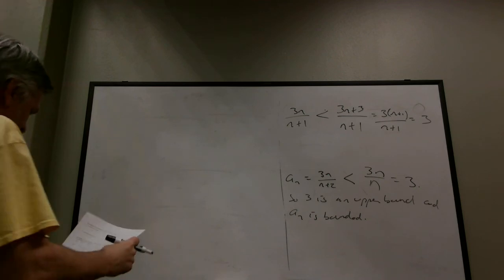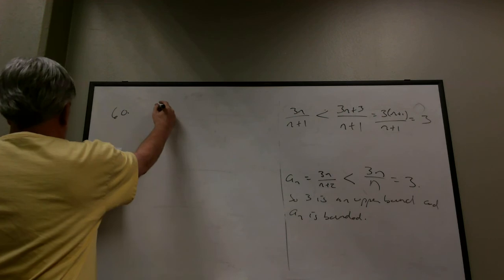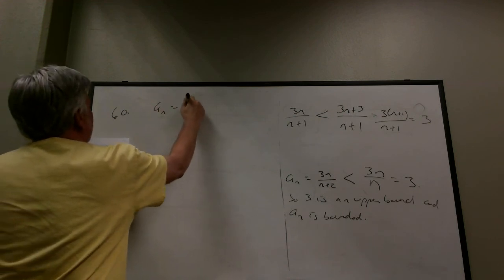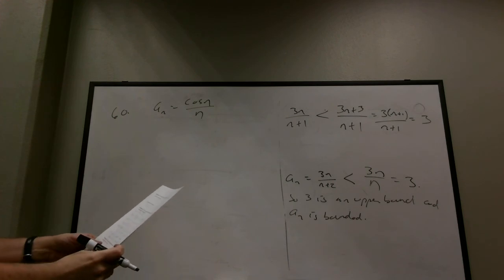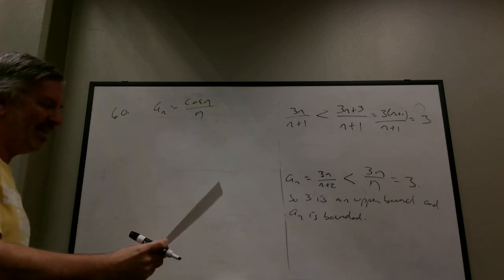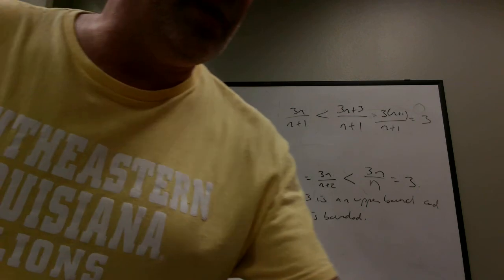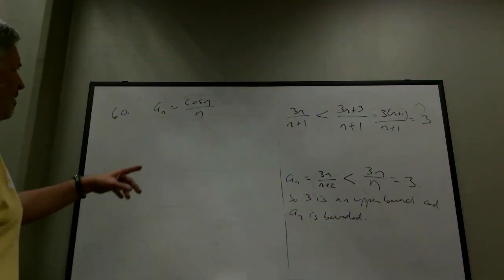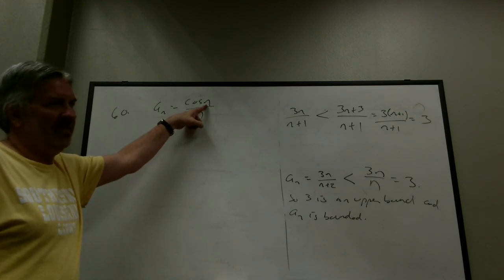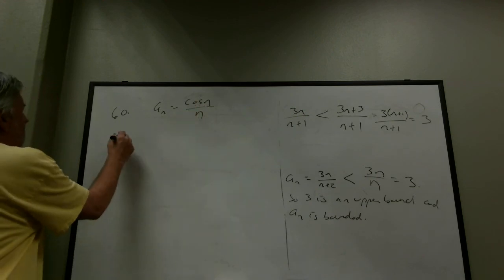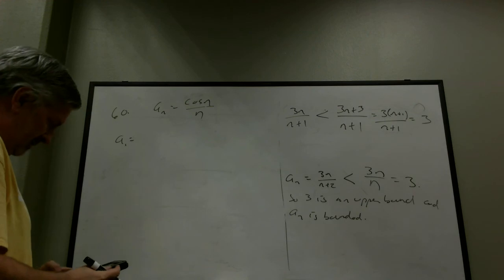Okay, the next example, number 60. Let's look at the sequence a_n equals cosine n over n. It says determine whether the sequence is monotonic. Now, just because it's cosine n, and we've seen that, it doesn't seem to me that it's going to keep getting bigger or smaller. So let me just plug in some values.